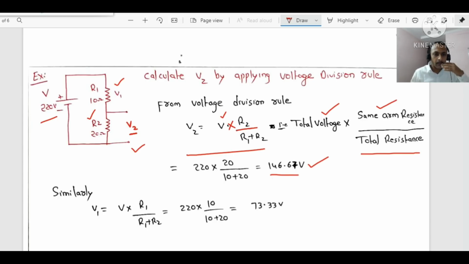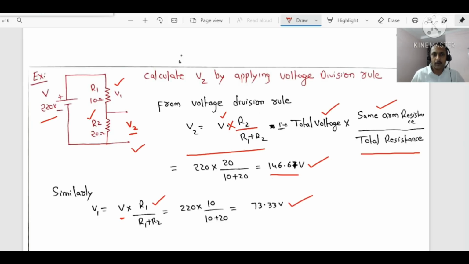Similarly, what will be the value of V1? Total voltage into, I want to find V1. So V1 resistance is R1, R1 divided by R1 plus R2. 220 into 10 divided by 10 plus 20. You will get 73.33 volts.